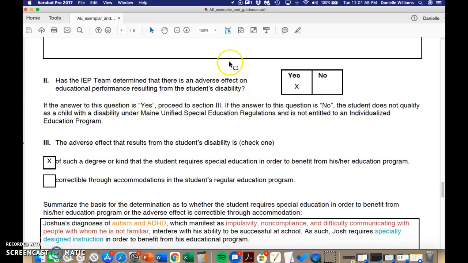The next question is, has the IEP team determined that there's an adverse effect?